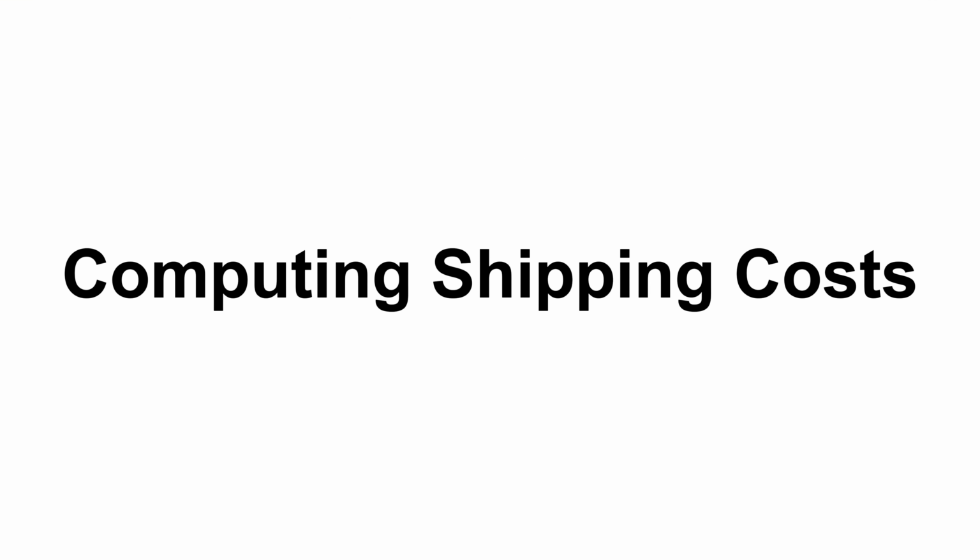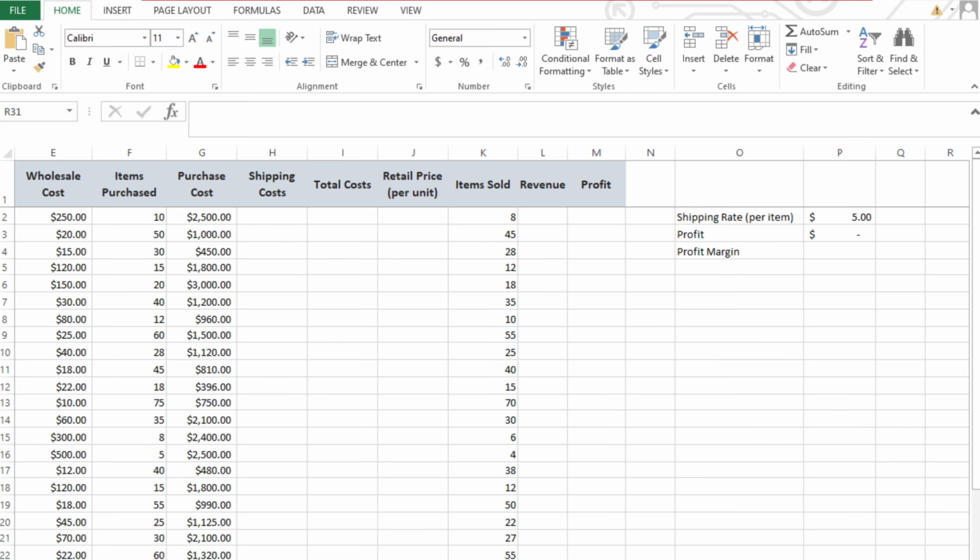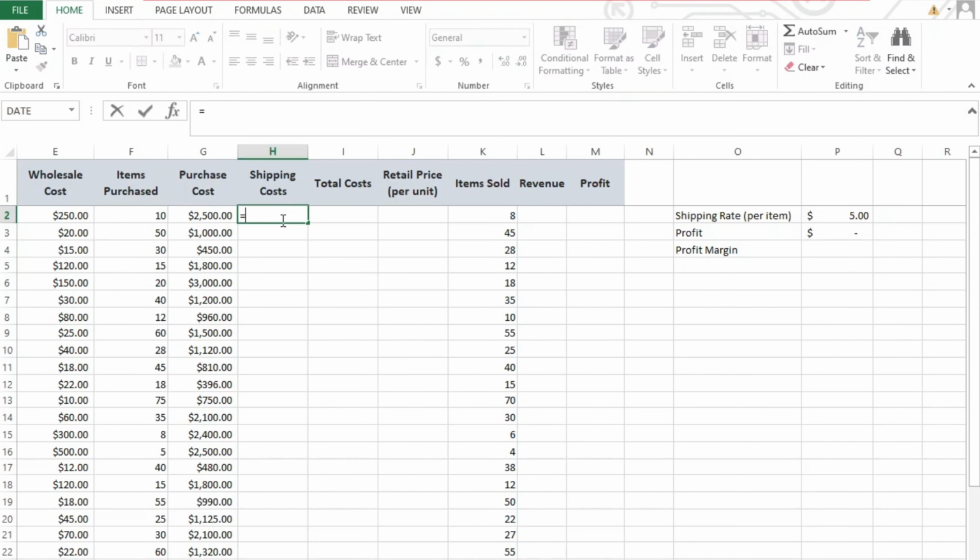Next on our journey is calculating the shipping cost for each product. The shipping rate per item is fixed at 5% in cell P2. To find the shipping cost, we multiply the items purchased by the shipping rate. Let's implement this in Excel. Shipping cost equals items purchased multiplied by shipping rate per item.